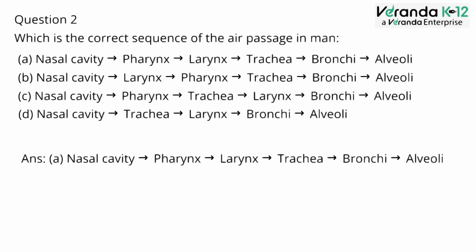Then it moves down to the trachea, which is a tube that connects the larynx to the bronchi. Trachea will divide into two bronchi, each leading to one lung. And then finally it reaches the tiny air sacs in the lungs where gas exchange occurs. So the correct sequence will be option A: nasal cavity, pharynx, larynx, trachea, bronchi and alveoli.